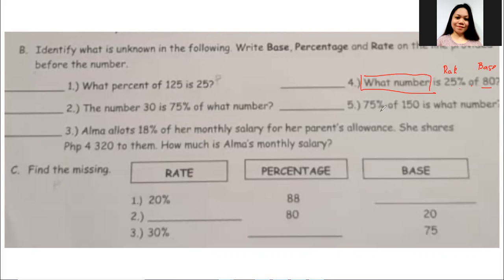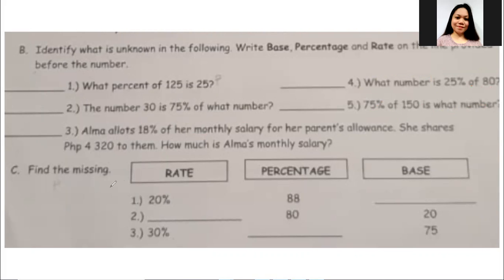Okay. Next, 75%. So that's a percent, so that's the rate right there, of 150. So therefore, that's the base. Is what number? So obviously you know the rate, you know the base, so therefore the number right here is going to be your percentage.